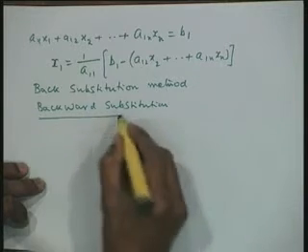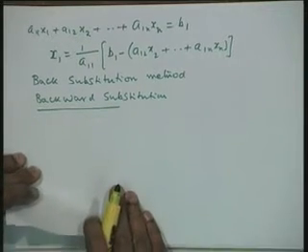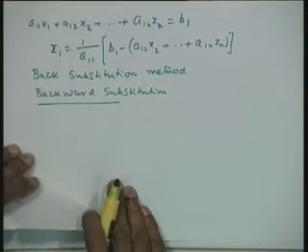Now, before we take up the actual methods, it would also be interesting to know that from our earlier years, we know that there are two ways of solving a problem. One is Cramer's rule, and the other is the inverse method. And why those methods are not applicable for larger systems, let us have a look at it.